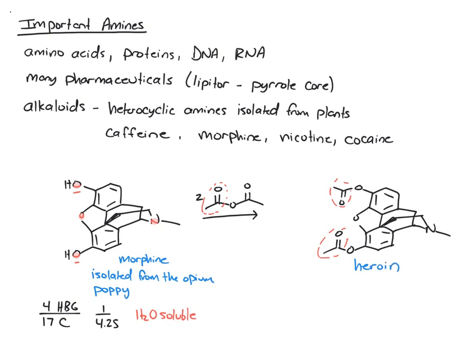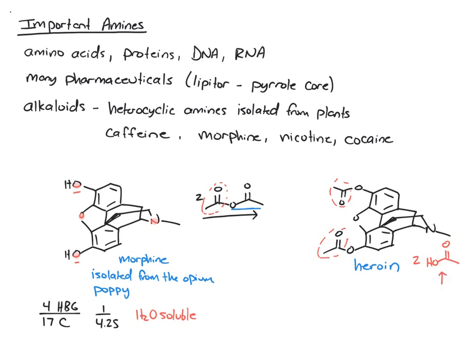So this is one of the synthetic routes that people who are illegally trying to synthesize heroin will take, is by reacting morphine with acetic anhydride. But the byproduct of this reaction comes from the other half of acetic anhydride. We get 2 molecules of acetic acid.